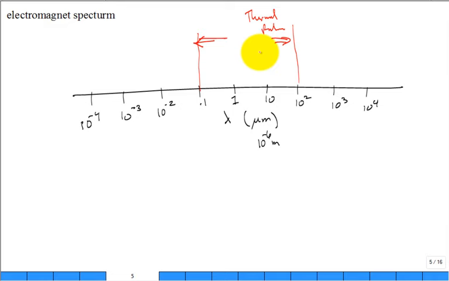So when you were going to say infrared cameras, is that the wavelength it's reading? We're going to get to that. Yep, you're right on track.